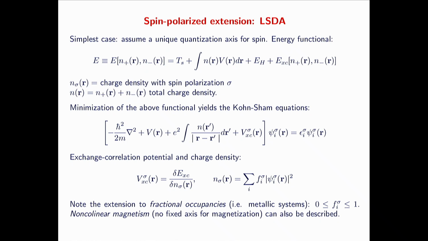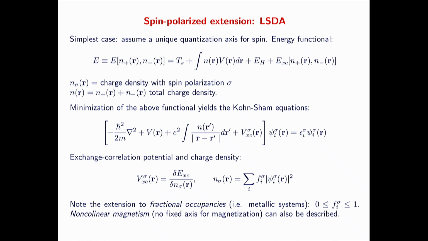There are cases in which this is important, in which the local spin density approach is not sufficient because the magnetization has different directions in different points.